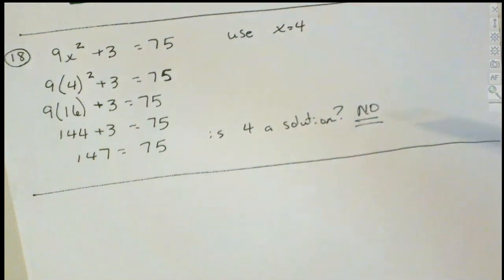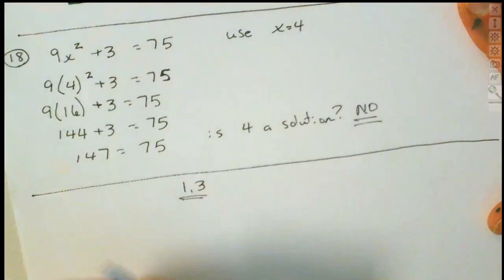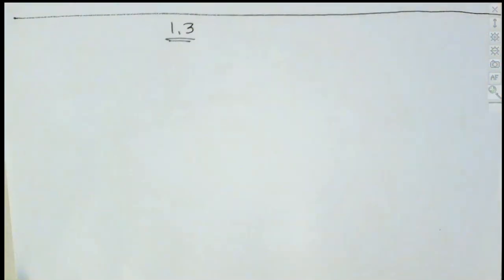Question or section 1.3 now. In 1.3, we've got several questions to look at. In 1.3, we're looking at the types of numbers. And we're also going to talk about absolute value bars a bit. And some of these are just problems that make you think.